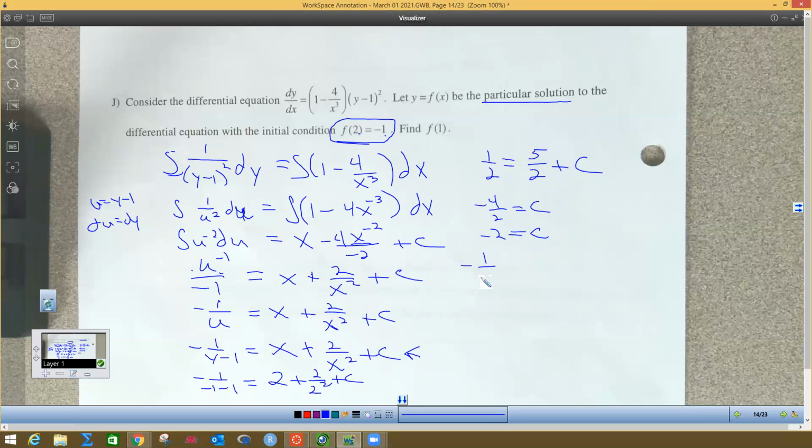So I get negative 1 over y minus 1 is going to equal x plus 2 over x squared minus 2. So now I've got to solve this for y. To get a particular solution, we've got to solve this for y. Now there's more than one way to do this. So what I think I'm going to do is multiply each side by negative 1 to get rid of this negative. So I've got that deal right there. Then I'm going to flip this one upside down. Okay? So, yes.